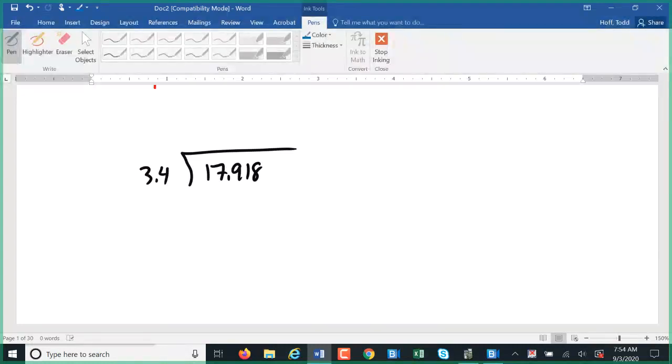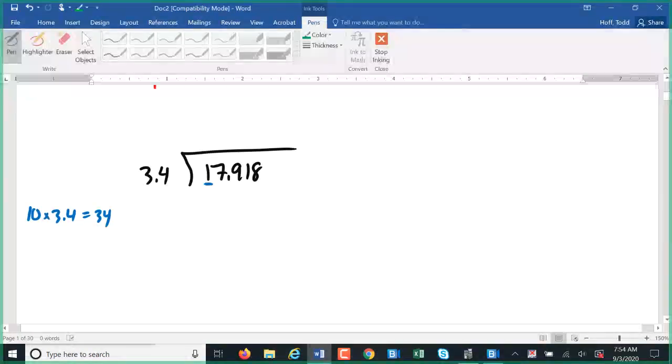Well, if we continued, if we kept doing it that way, long division with decimals is no different than long division with whole numbers. I look at place values. This is in the tens place. I would do 10 times the 3.4 is 34. That's too large, can't subtract that. Next place is the ones place. 1 times 3.4 is 3.4. I can subtract that. In fact, I can subtract it 5 times.